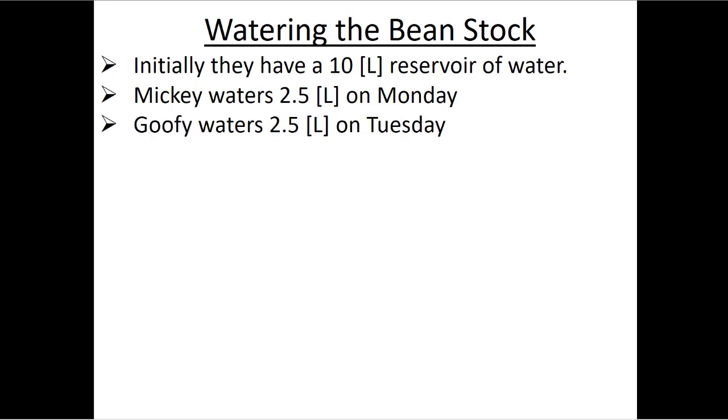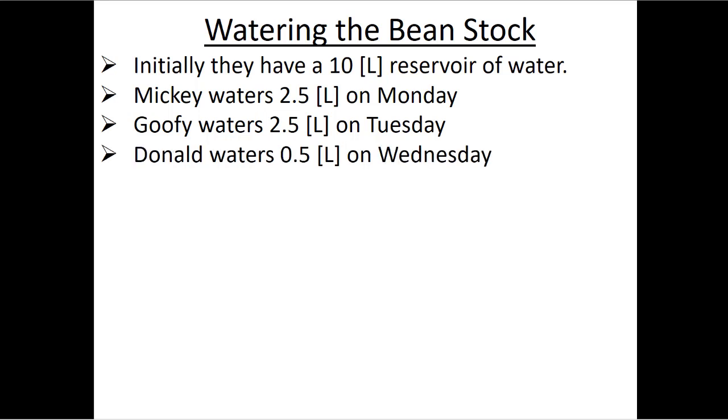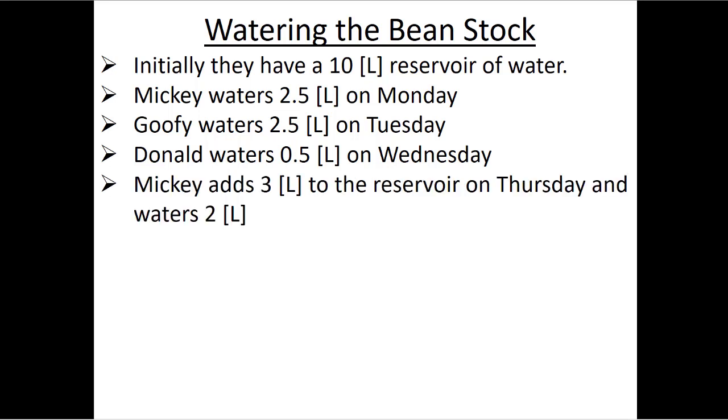On Tuesday, Goofy participates because Goofy feels a little bit bad for Mickey, and he thinks we might as well grow some beans if that's all we've got left. On Wednesday, Donald, who's not that excited about the project, also waters the beans, but only 0.5 liter. Mickey sees the shortfall, and he adds 3 liters to the reservoir on Thursday and waters the beans with 2 liters of water.